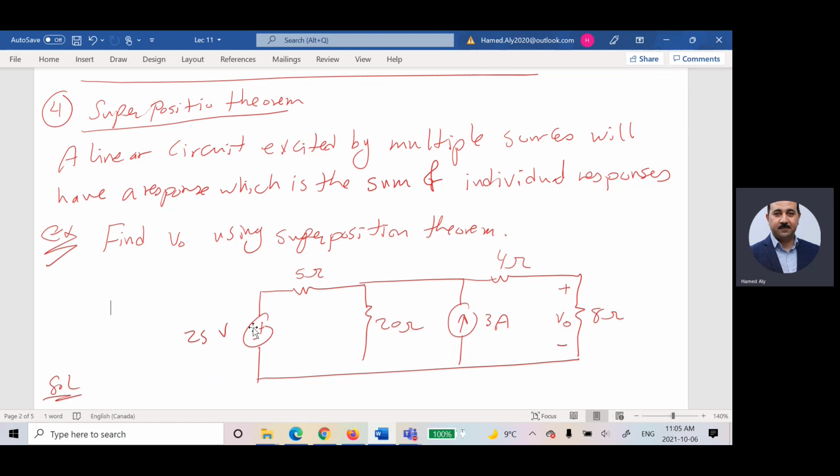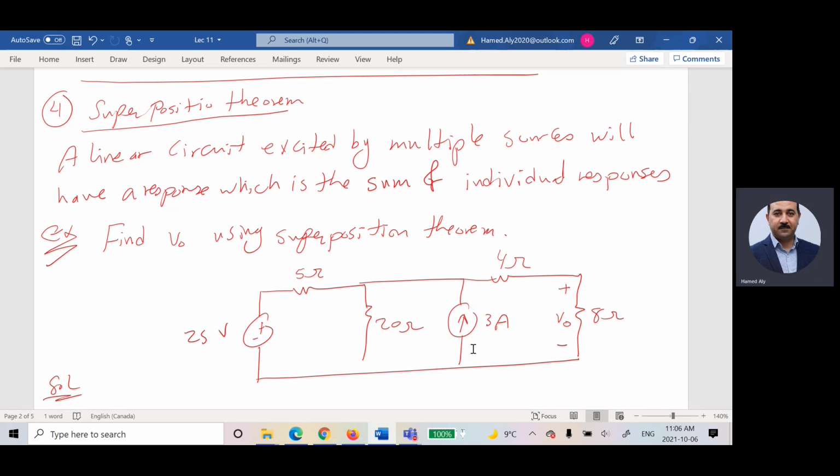What is the meaning of removing a current source? Removing a voltage source means I will substitute it by a short circuit. Removing a current source means I will substitute it by an open circuit. This is very important. Again, removing a voltage source means substitute it by a short circuit, because if I have a short circuit here, the voltage is equal to 0 across it. Removing a current source means substitute it by an open circuit, because open circuit means current is equal to 0.